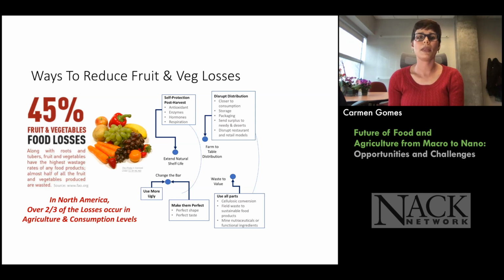So maybe be able to connect to other places where there is a desert, what we call food deserts. And this is very common here in the United States. Disrupt restaurant and retail models. So that would be one way. So tackle the logistics.